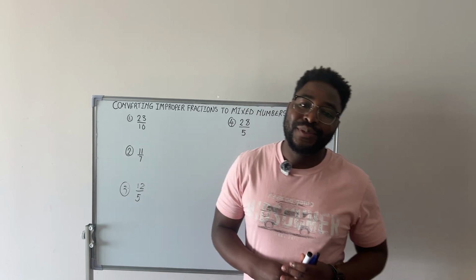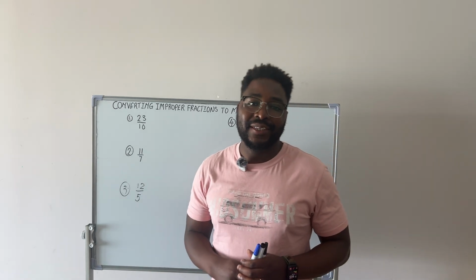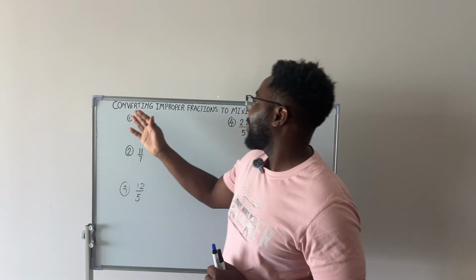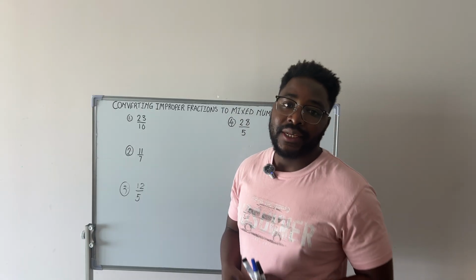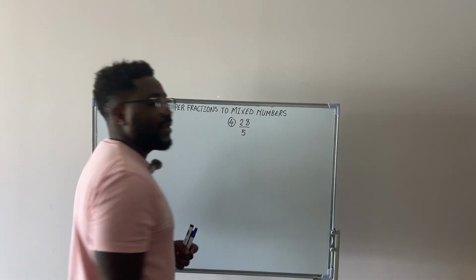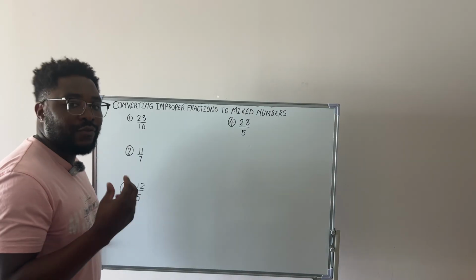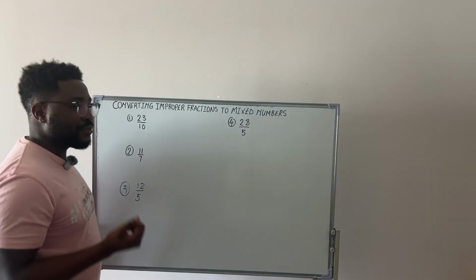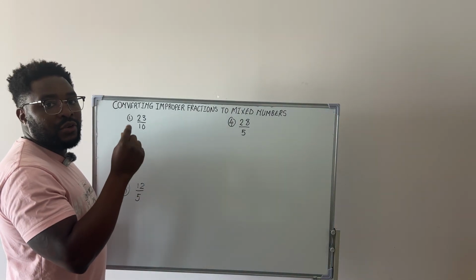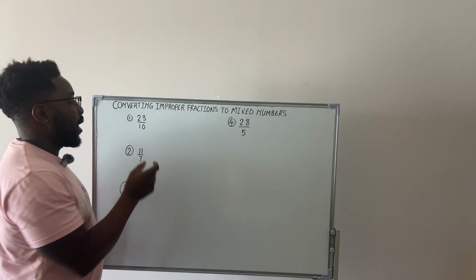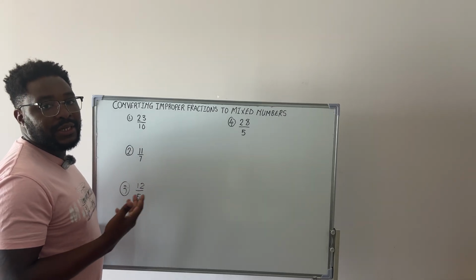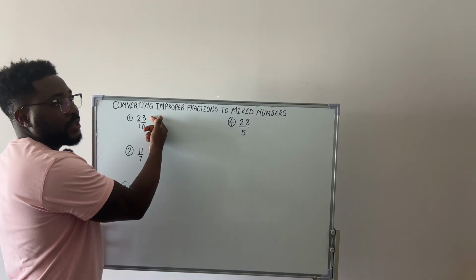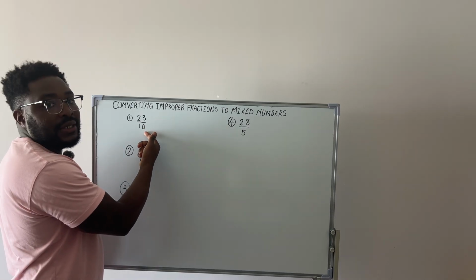Hello everyone, it's Mr. Salimata over here, and in today's lesson we'll be looking at converting improper fractions into mixed numbers. Okay, so now what is an improper fraction? An improper fraction is made up of a big numerator and a smaller denominator. What do I mean by that? It's a fraction that contains a big numerator and a smaller denominator.